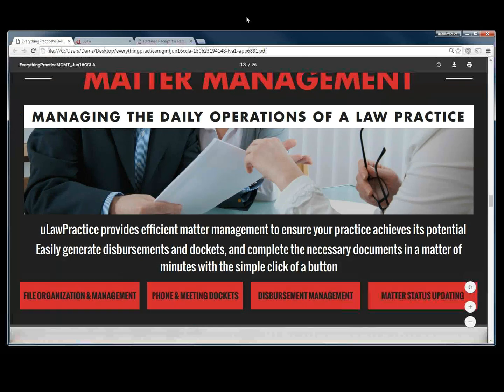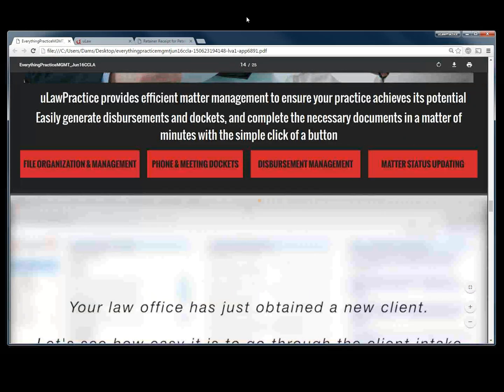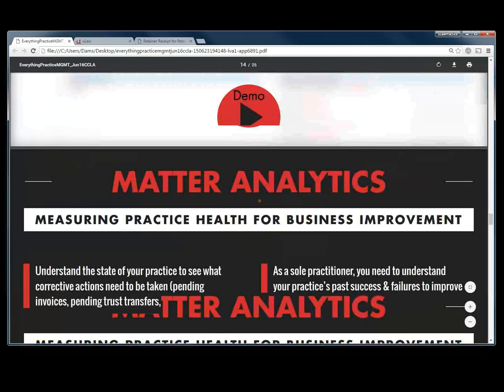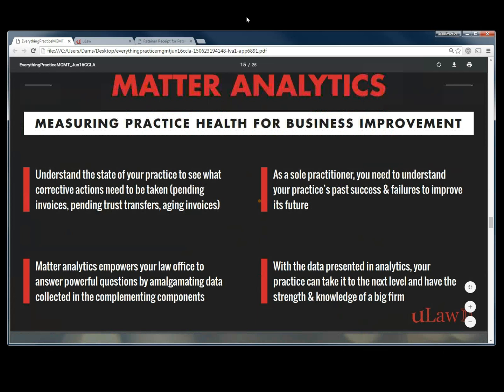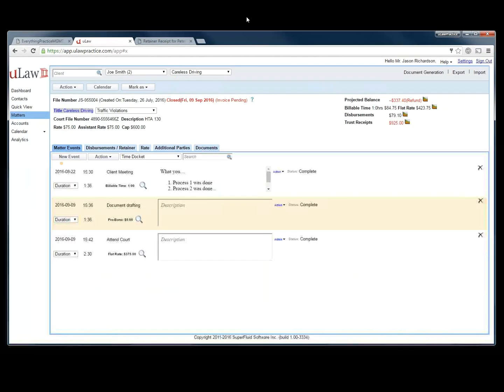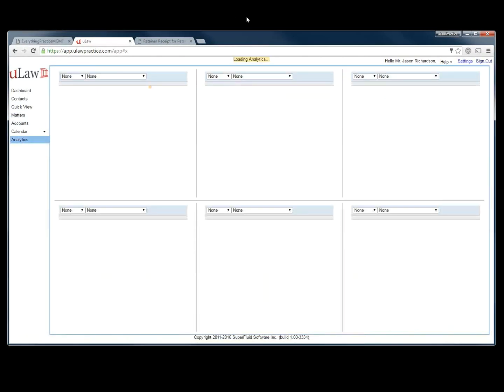Moving on to other key elements of your practice, analytics. Analytics are a way by which you have a view of a measure of your practice and the health of your practice. It's a great concept to know how well you did, and also to compare with a previous month.